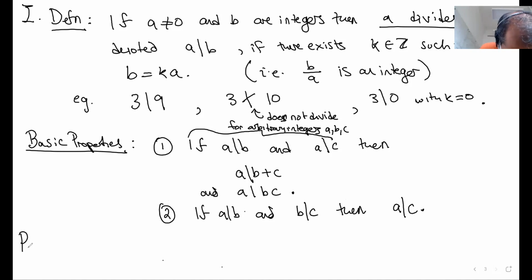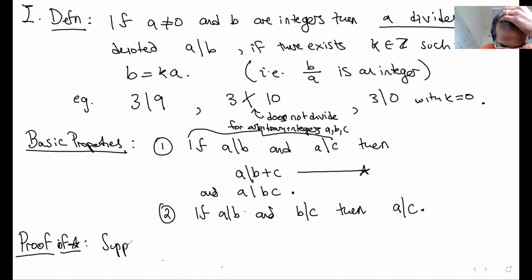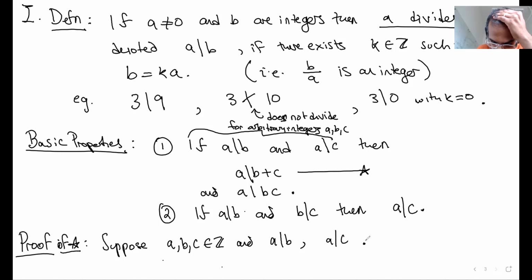Okay, so let's prove just one of them. I mean, they're all pretty easy. Let's just prove this one, star, for now. You get the idea. It's a for all statement, right? So to prove it, I have to take some arbitrary integers. So suppose a, b, c are integers, and a divides b and a divides c. Now we want to show that a divides b plus c.